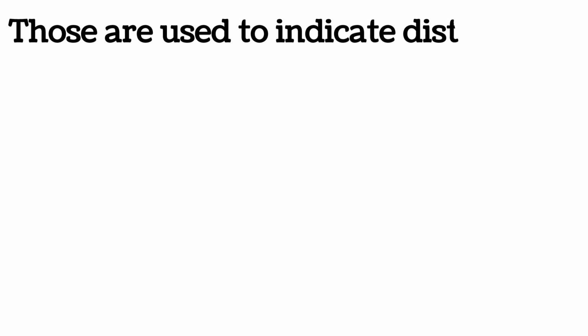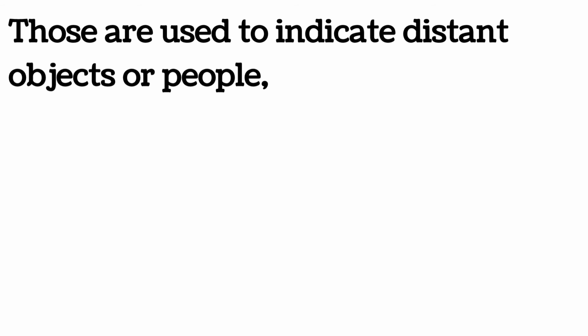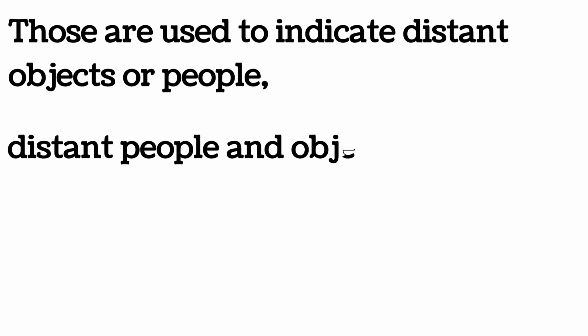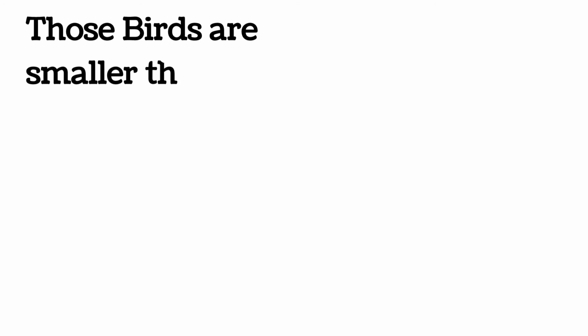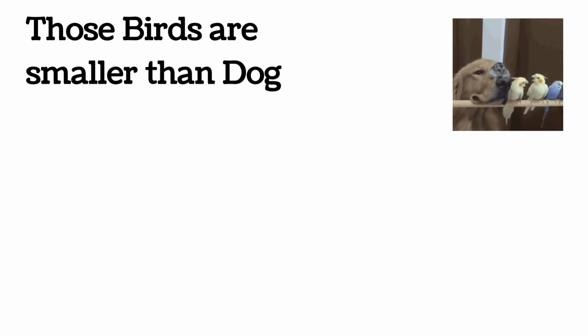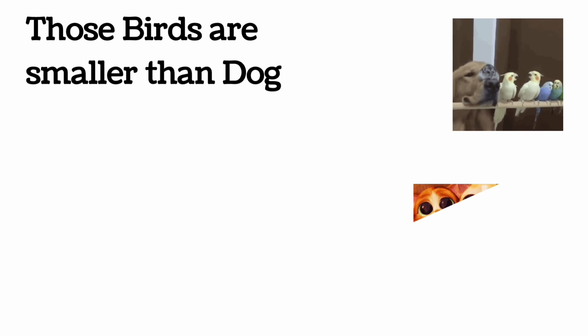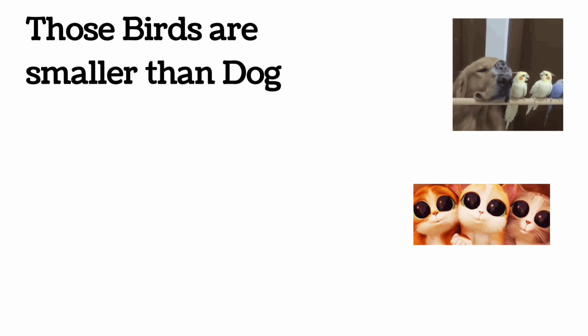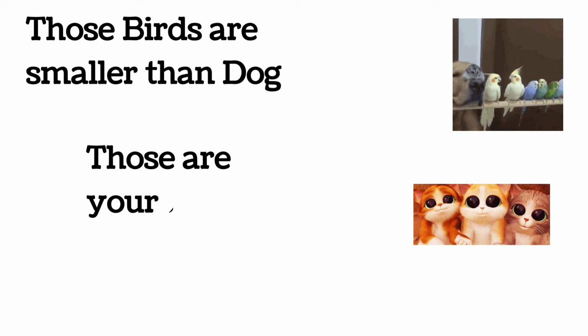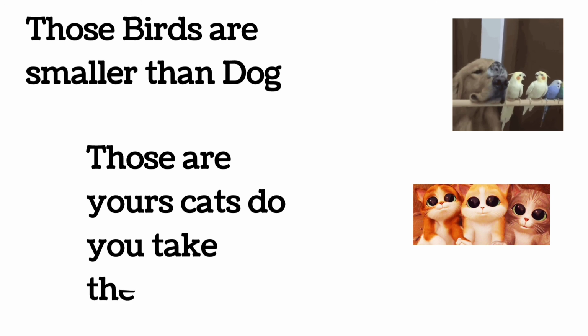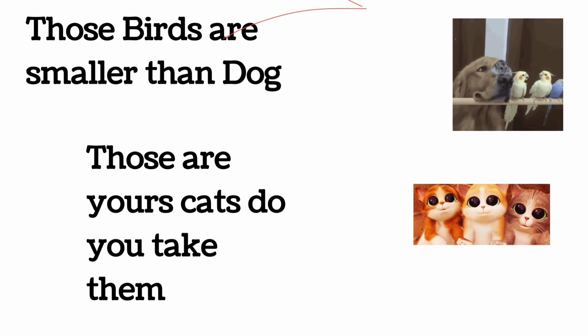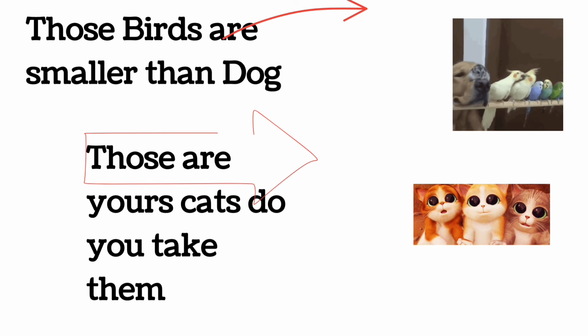Those are used to indicate distant objects or people. Distant people and objects are plural. Those birds are smaller than dog. పక్షులు కుక్క కంటే చిన్నగా ఉన్నాయి. Those are cats. Do you take them? అవి పిల్లులు. మీరు తీసుకుంటారా?